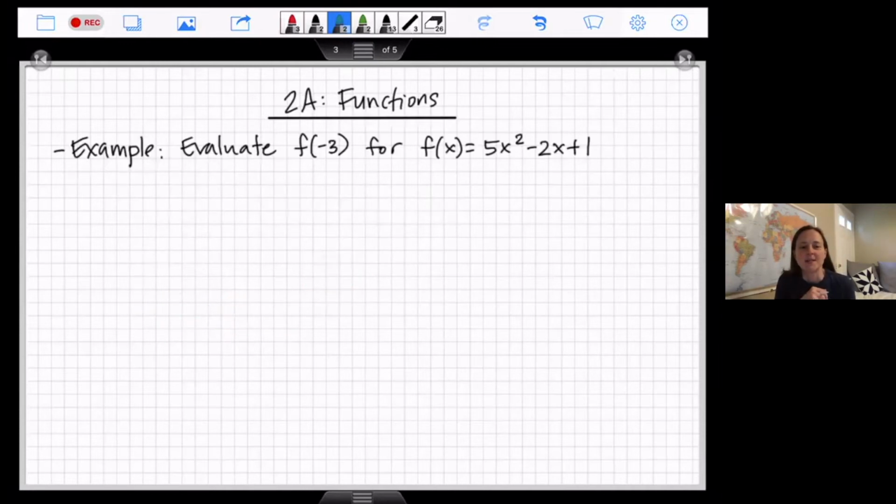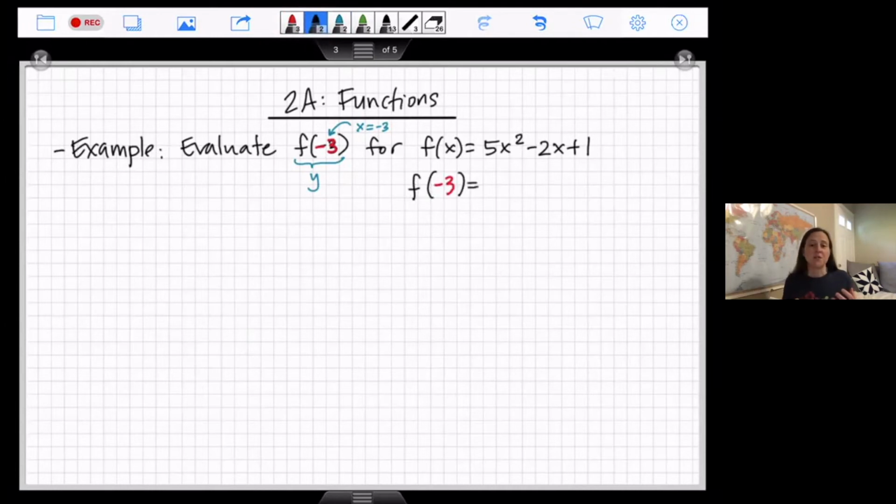Our first example asks us to evaluate f of -3 for f of x equals 5x squared minus 2x plus 1. So again, all they're asking us to do is to figure out the value of y when x is equal to -3. Okay. So all they're asking us to do is go over to that equation and replace all of the x's with -3's. So they're replacing x with -3. So I'm going to go over to this function, and everywhere I see an x, I'm going to replace it with a -3.